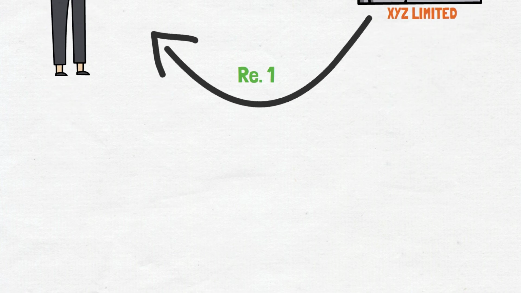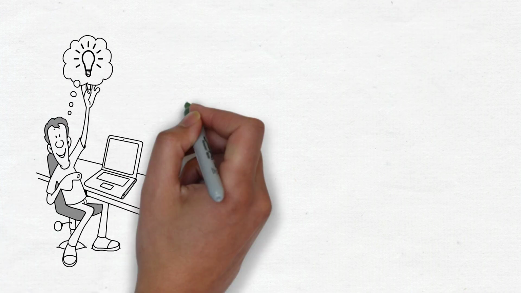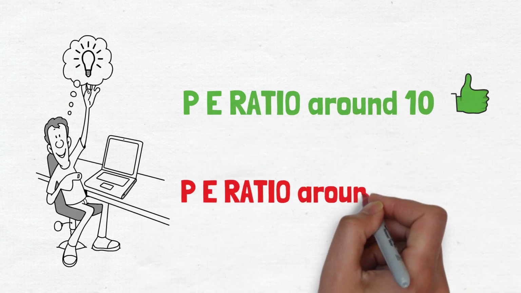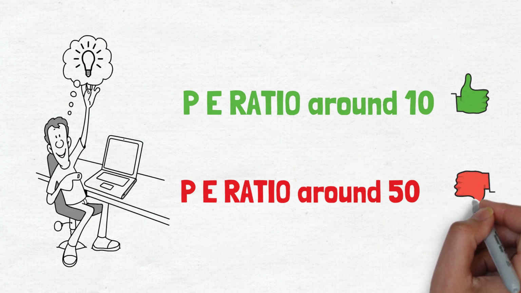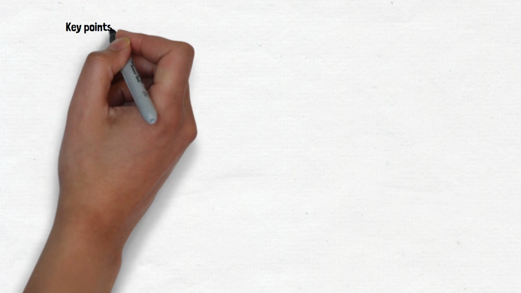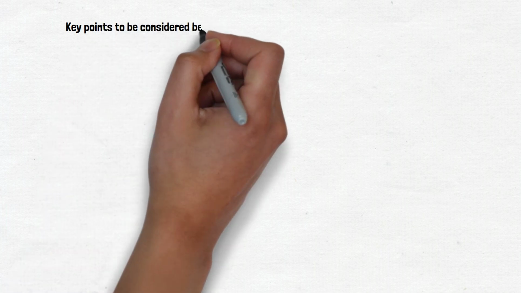As a general rule, a share with a low PE ratio, something around 10, would imply that the share is currently cheap, whereas a share with a high PE ratio, say 50, would imply that the share is currently expensive as compared to the profit it makes.